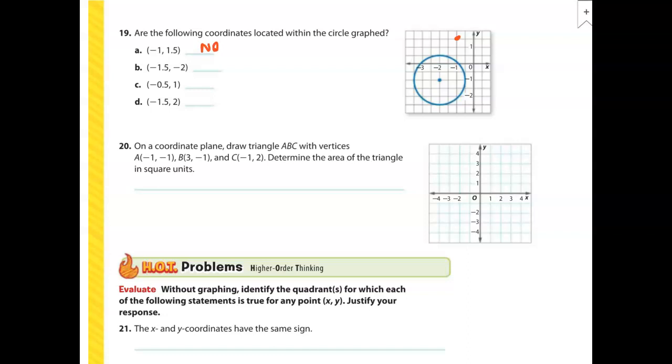Number 20 says, on a coordinate plane, draw the triangle ABC with the vertices A, B, C with those ordered pairs, and then determine the area of the triangle in square units. Okay, this is going to be an estimation. So once you draw the triangle based on those 3 points, just count these squares that you see inside and give me a general idea of how many squares you think that is.